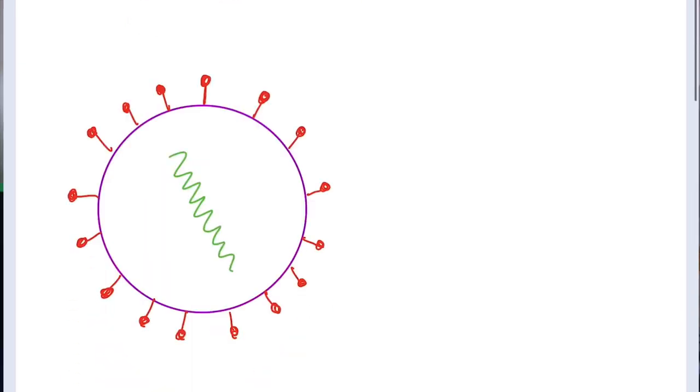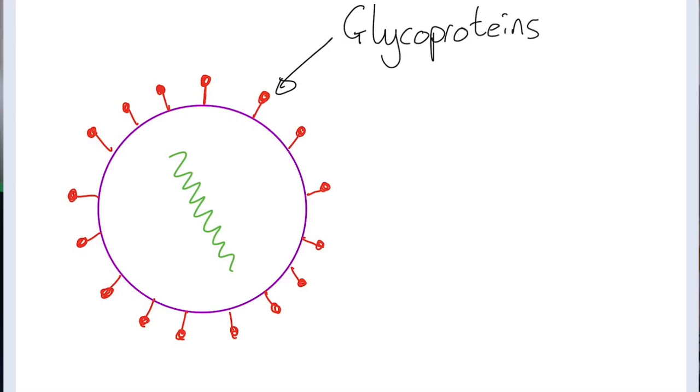This is a very, very basic picture of a virus, okay? And we're going to look at three things on here. On the outside, we've got these glycoproteins. I want you to think of these as a kind of key that can go into a lock. We've got this outer membrane or shell here, and then this green wiggly line here.